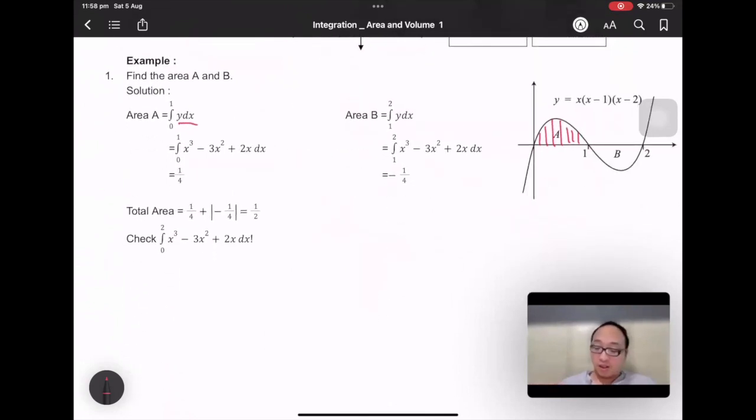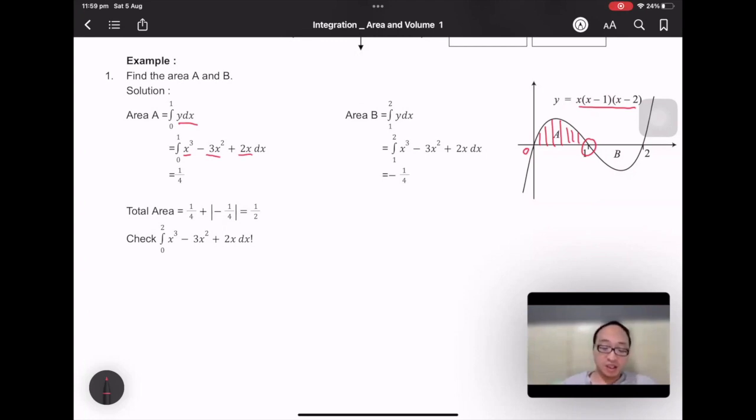So we integrate from 0 until 1. This is from 0 until 1 because the area A is between 0 and 1 of the function x times (x minus 1) times (x minus 2). If we expand the function, we will have it as x cubed minus 3x squared plus 2x.